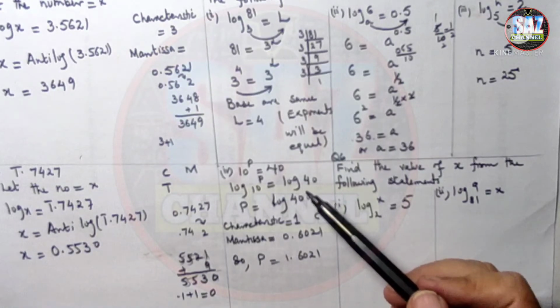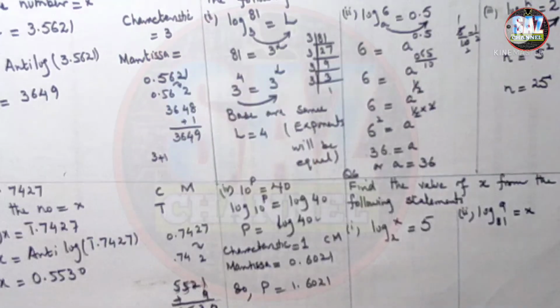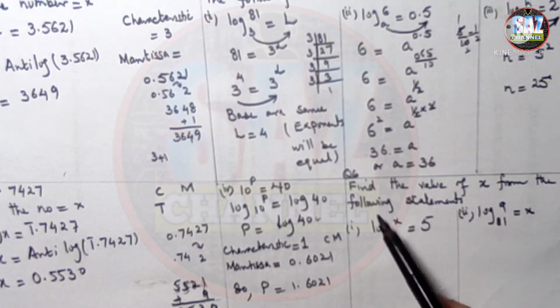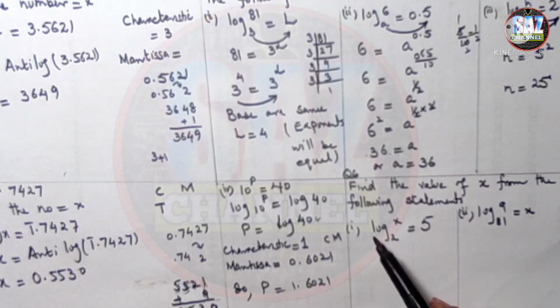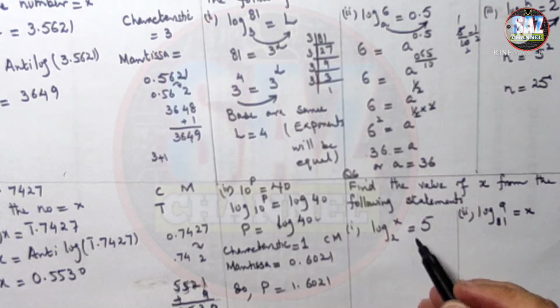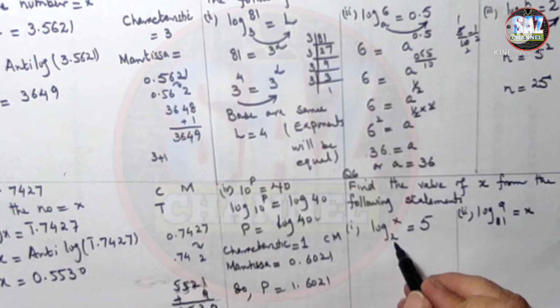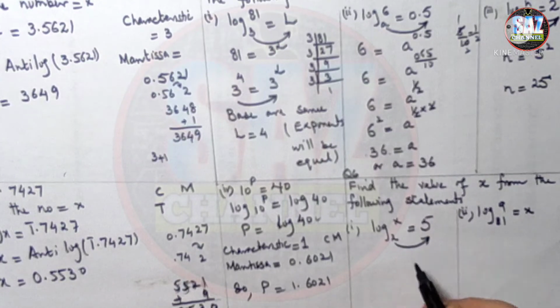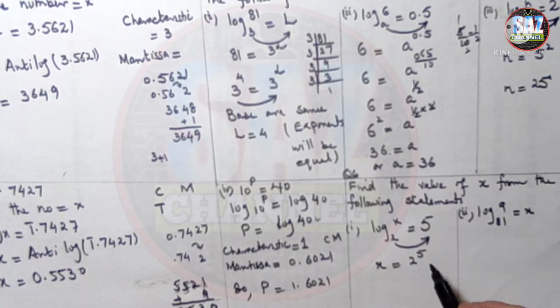Question number 6 says, let me read the question first from the book. Find the value of x from the following statements, and the first part is log x to the base 2 equals 5. Very easy question. Here the question is given in what form? In logarithmic form. Turn it into exponential form. x will be equal to 2 raised to the power 5. This is exponential form, and x equals 2 raised to the power 5 means 2, 4, 8, 16, 32.